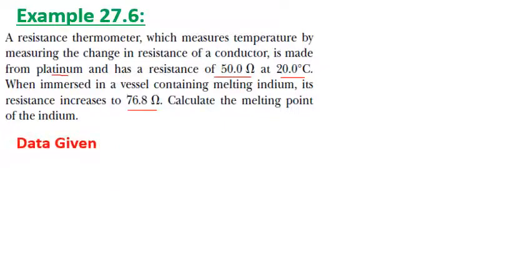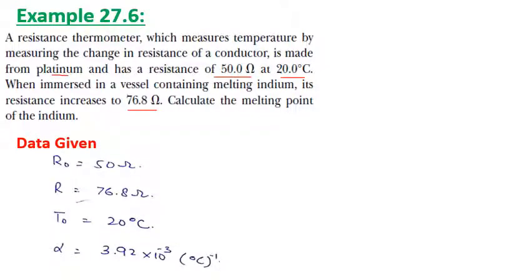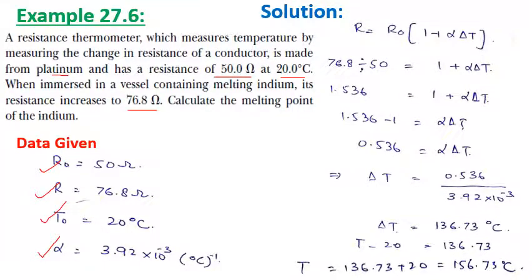So the data given in this question is R naught, that is the initial resistance, 50 ohm, R is 76.8 ohms. Initial temperature is 20 degrees Celsius, and alpha, that is the temperature coefficient of resistivity, is 3.92 into 10 to the power minus 3 per degree Celsius. Now the solution for this problem is we will use the formula R is equal to R naught into 1 plus alpha delta T. We have the value of R naught and alpha.